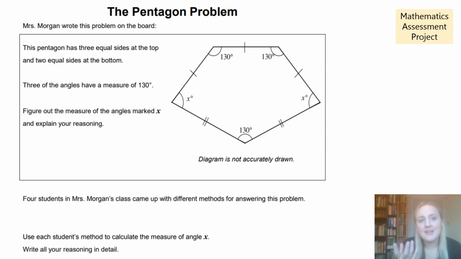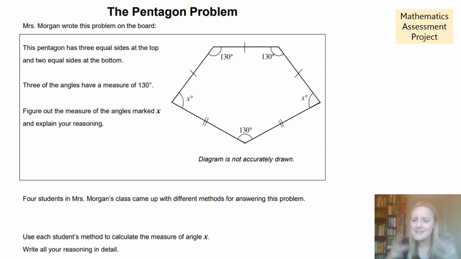So the problem is this: Mrs. Morgan has given her class this problem, and 4 students came up with totally different methods for answering it. There's two parts of the activity. One is to see if you can use each of the students' methods to solve it yourself, and another one is to critique some answers given by other students.